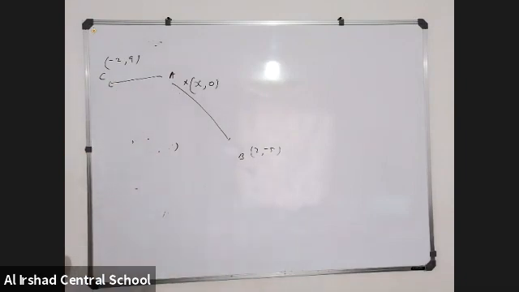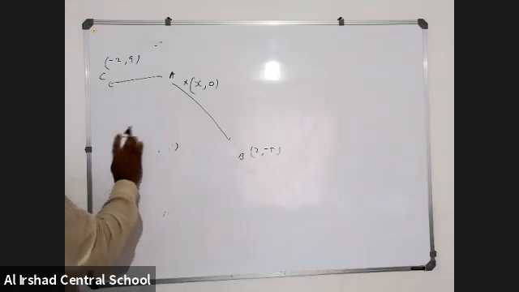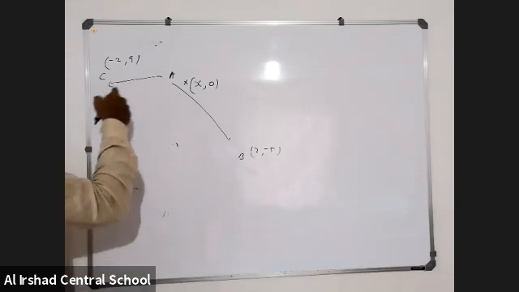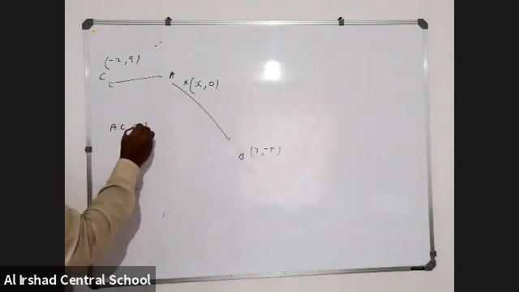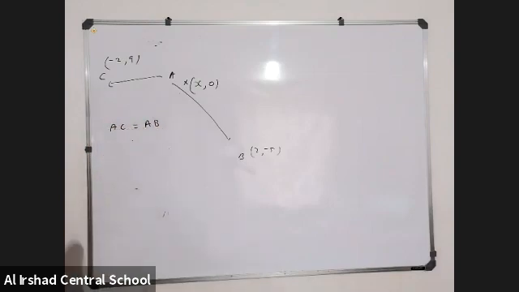Find a point on the x-axis which is equidistant from 2, minus 5 and minus 2, 9. Find out this distance AC. AC is equal to AB. AC is equal to AB. Find x from AC equal to AB. Try.